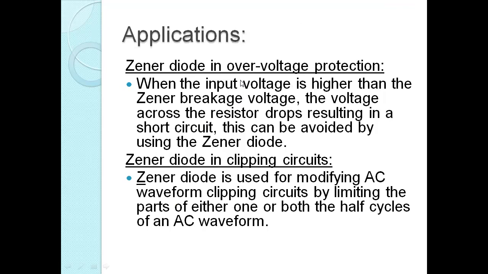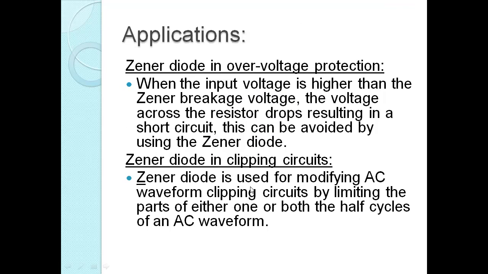The application of Zener diode in over voltage protection. When the input voltage is higher than the Zener breakdown voltage, the voltage across the resistor drops, resulting in a short circuit. This can be avoided by using a Zener diode.